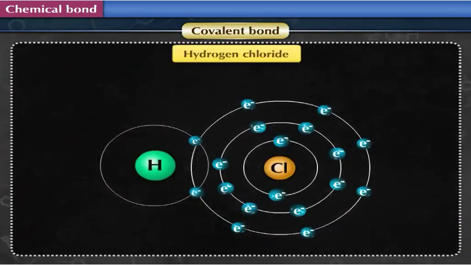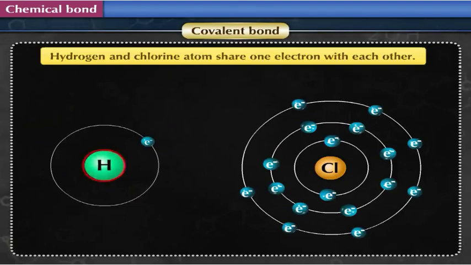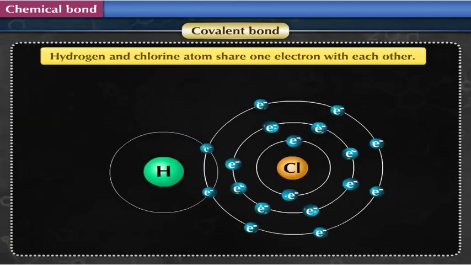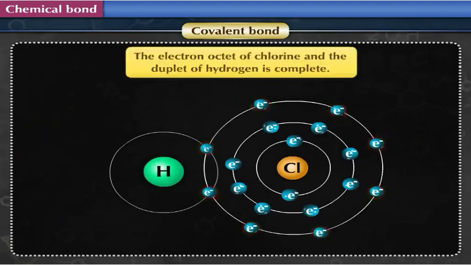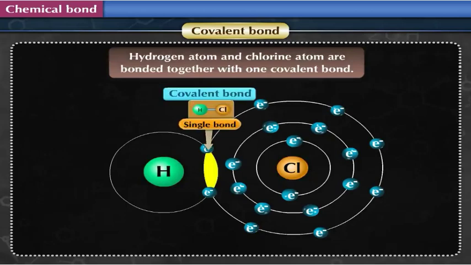Hydrogen chloride is also a covalent compound. How is it formed? Hydrogen and chlorine atoms share 1 electron with each other. In this way, the electron octet of chlorine and the duplet of hydrogen is also complete. Thus, both these atoms are bonded together with 1 covalent bond. In this way, a molecule of hydrogen chloride is formed.